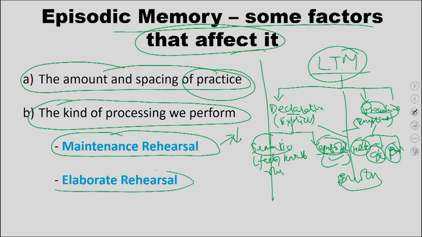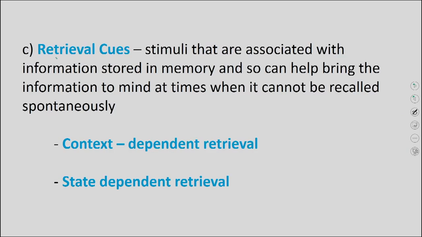But if we do elaborate rehearsal, if we make meaning or attach meaning to information which is presented to us, then it is called elaborate rehearsal. And in this case, the information will stay with you for longer periods of time, and high grade information is what will be available with you. Also, retrieval cues are one of the factors which decide how episodic memory functions.